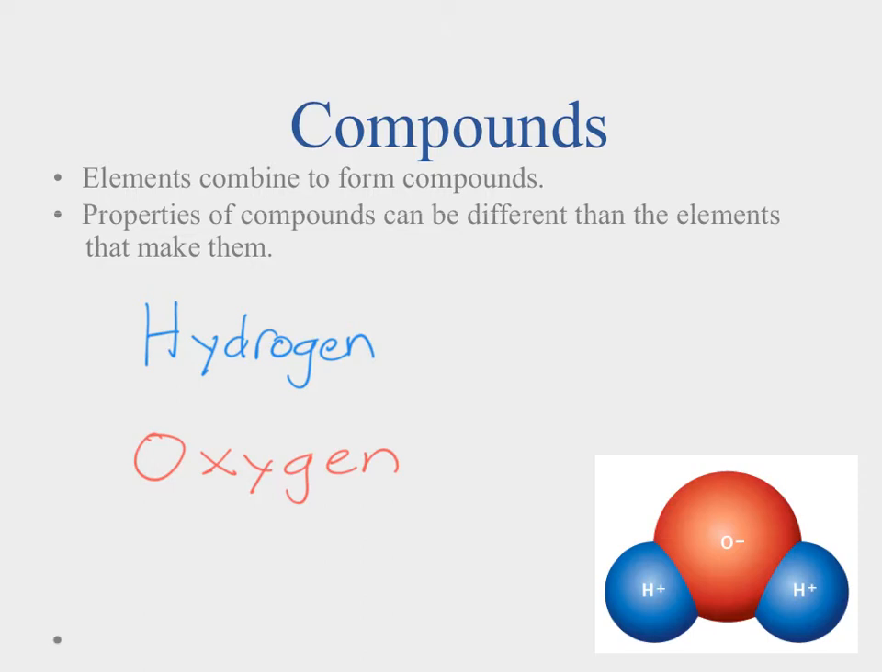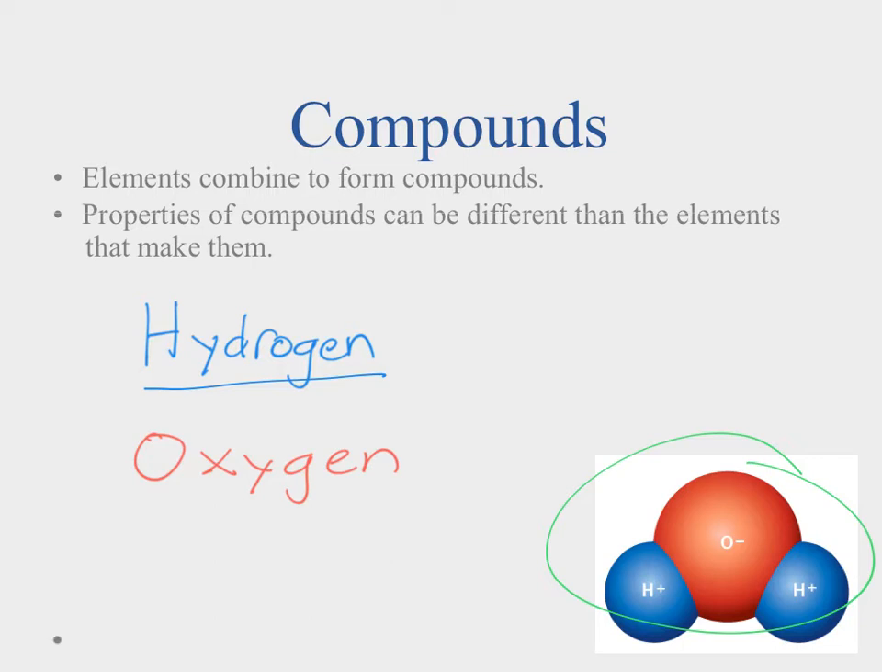Okay, when I combine two or more elements together, we form what we call a compound, and compounds are what we tend to find out in nature more than the individual elements on their own. Now, the property of a compound can be different from the elements that make them. In our example here, we're going to talk about water real quickly. Water is made of two elements. The first is hydrogen, and hydrogen is really flammable. It burns really, really well. It's explosive when it burns.